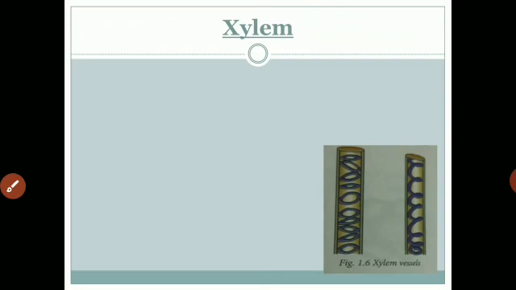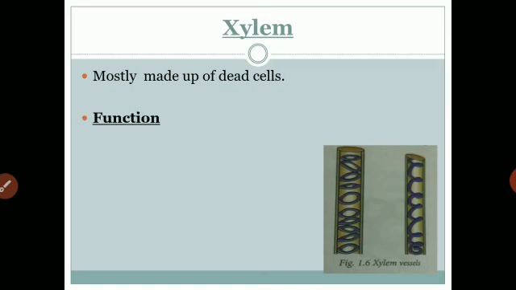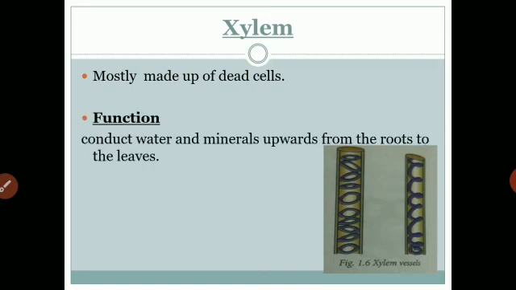Okay, now next we will see xylem. Xylem, we know, is made up of dead cells. And what is the function of xylem? Transport of water and minerals from roots to the leaves. Transport of water from roots to the leaves is always unidirectional. That means it will move only in one direction. You just need to remember this important point: what is the function of xylem? They transport water and minerals from roots to the leaves, they are made up of dead cells, and this movement is unidirectional.